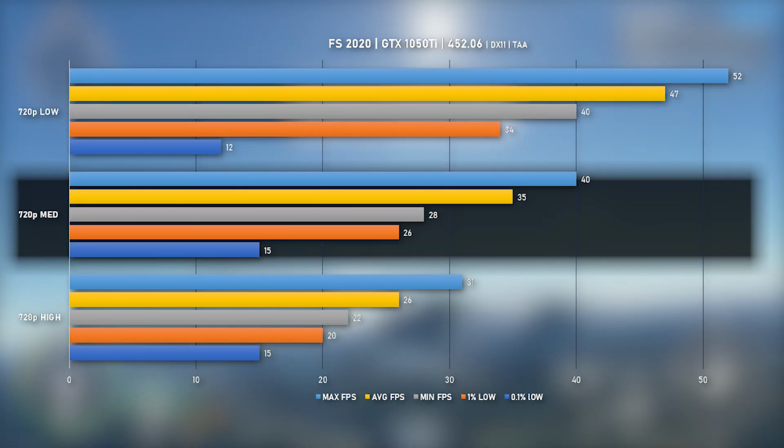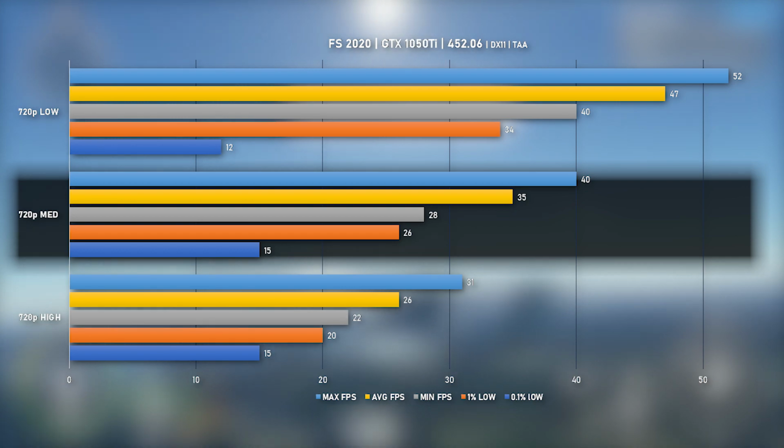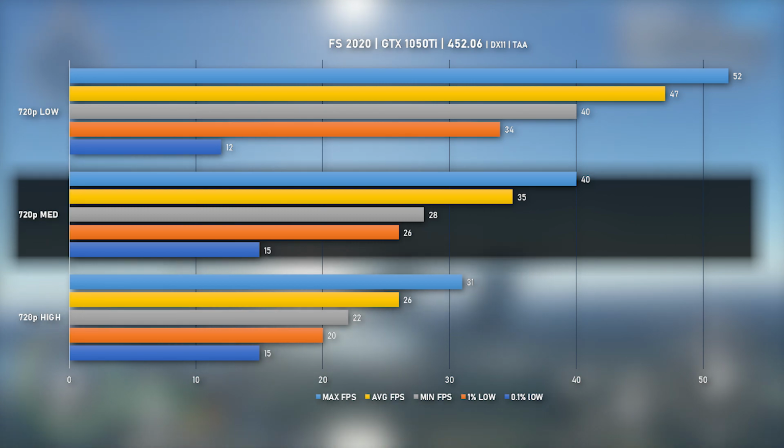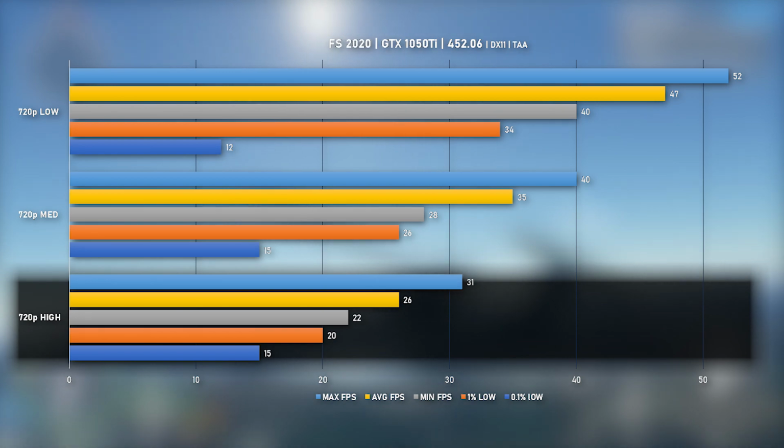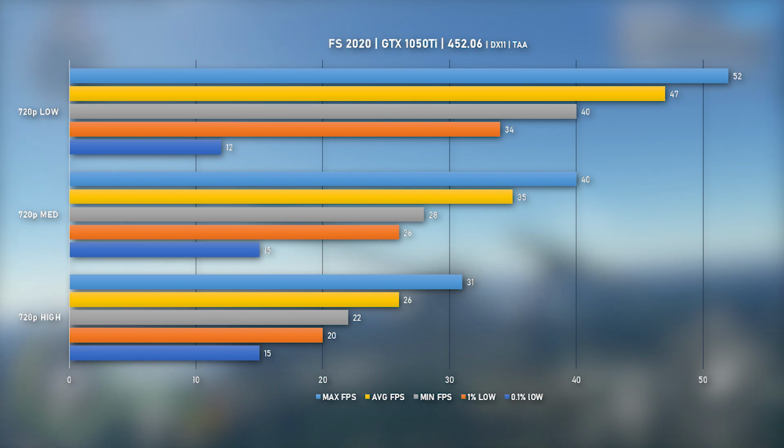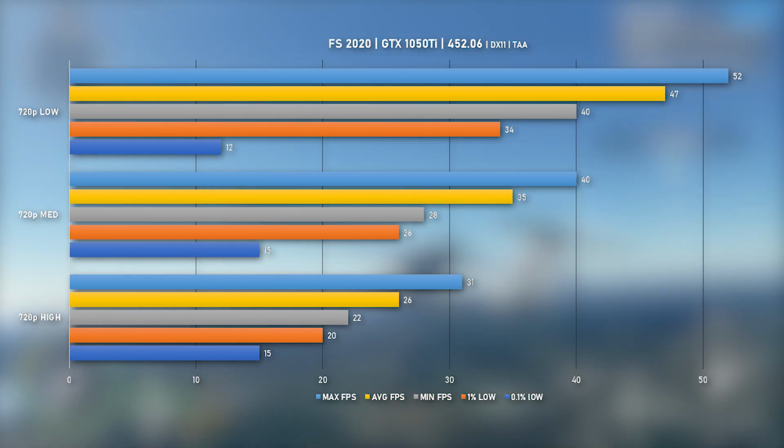Next, for medium settings, here we see a huge performance drop as the average frame rate is now 35 FPS with lows and minimums being around 25 frames per second. At last, for high settings on 720p, which is just not playable as the average frame rate is 26 FPS with lows close to 20 FPS. For 720p, I'll suggest you use the low or medium settings, trying to target 30 to 40 frames per second.